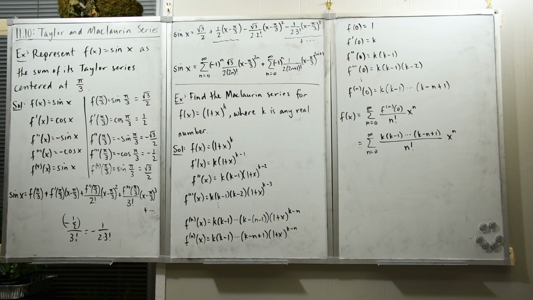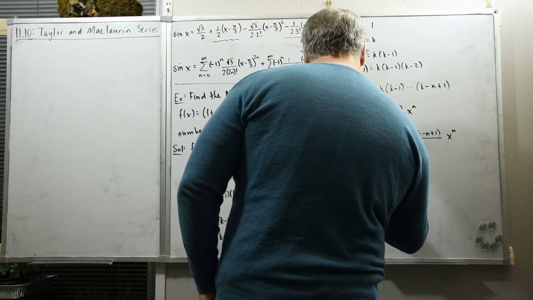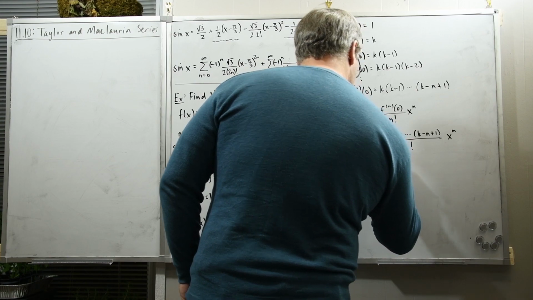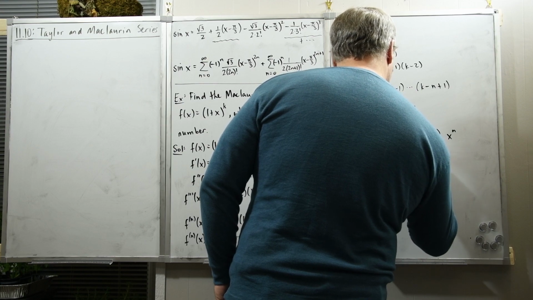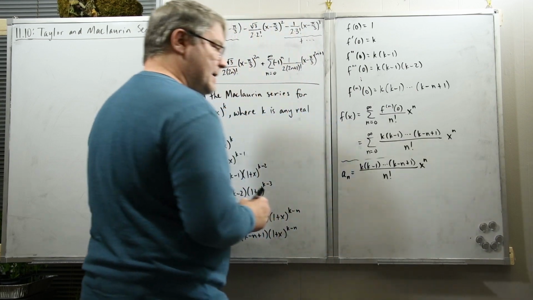Now the question is, where does this converge? And so we'll take a look using the ratio test to try to figure out where it converges. So let's take a look at our a sub n and our a sub n plus 1. So a sub n will have k times k minus 1 all the way to k minus n plus 1 over n factorial times x to the n.